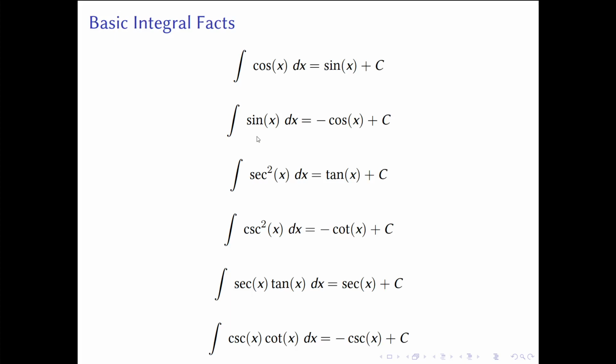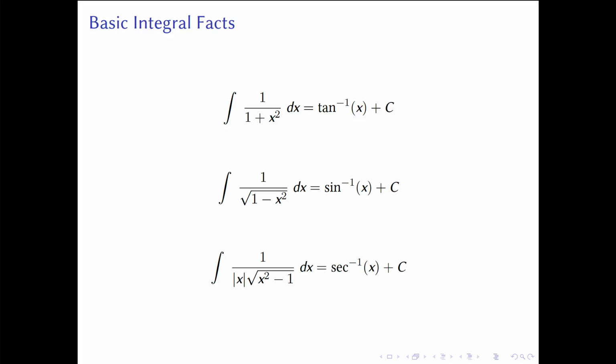You can see we don't have tangent or cotangent or secant or cosecant over here on the left side. That's because that's one of the very last things that we will do in this class, because it's not a basic fact. It takes a more advanced technique called integration by substitution, and that is the last thing that we'll cover.